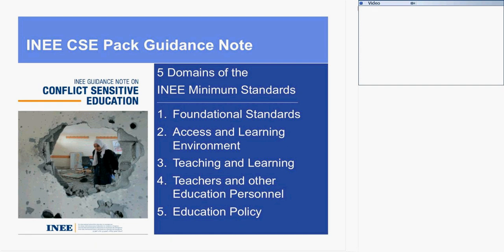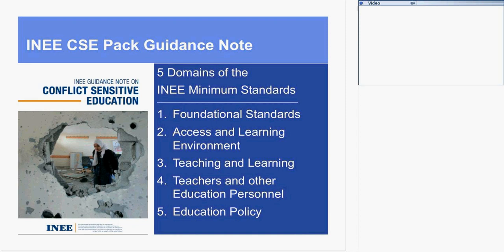And as I was just mentioning, this guidance note is a small booklet, and it's organized according to the five domains of the INEE minimum standards. These are the foundational standards that include topics such as analysis, monitoring and evaluation, access and learning environment, teaching and learning, teachers and other education personnel, and education policy. In this guidance note, you can find strategies that are conflict sensitive according to these five categories.